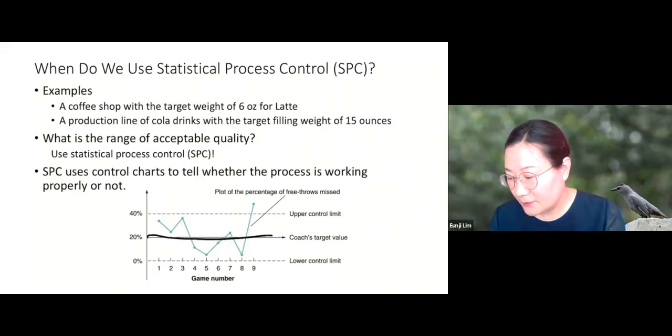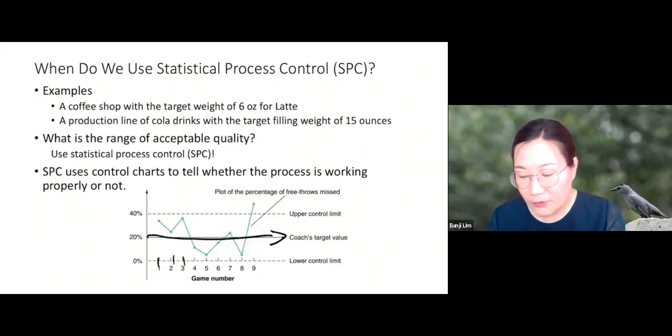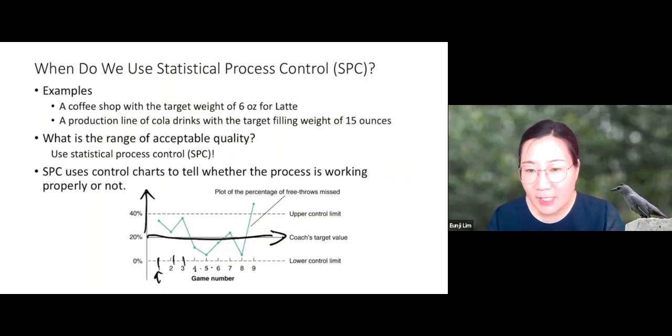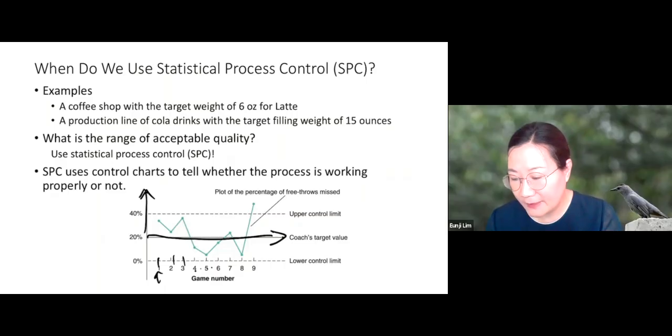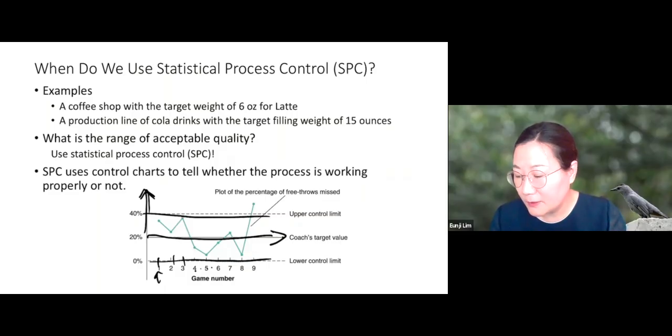On the x-axis, you have the time. This is the first hour, second hour, third hour, etc. And the y-axis is the weight of your latte. Every hour, you're going to sample some of the lattes you make. And you're going to measure the weights and compute the average of those weights. And we are going to plot the average weight on the y-axis. So you will see if the averages are within the range of acceptable quality.